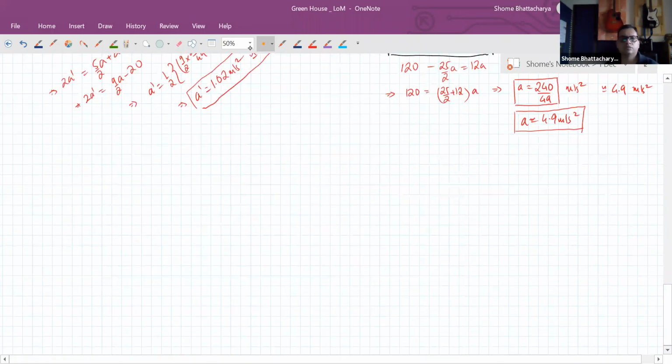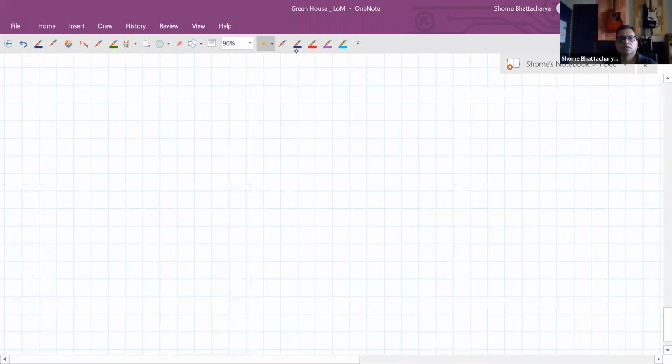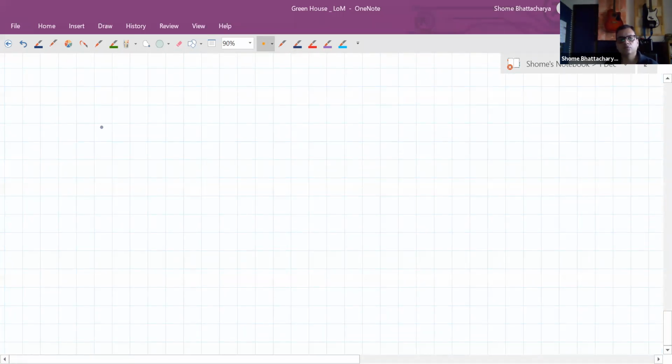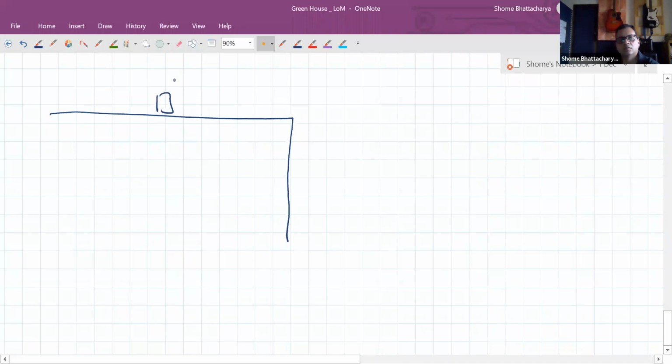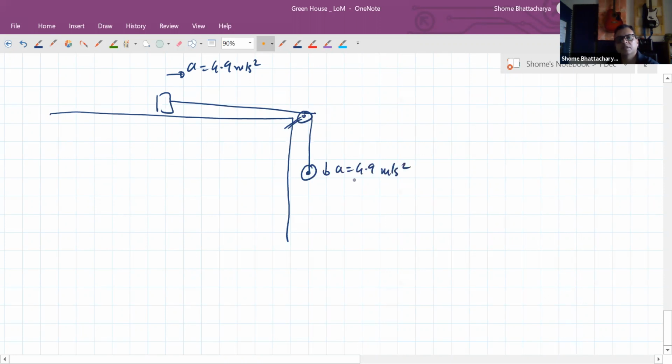Okay, so now the very important thing to understand next is that in ground frame, this block, the one on top of the table, the block A, is obviously moving with the acceleration A, which we have already found out. It's about 4.9 meters per second square. Okay. But this other blocks, their situation is different. This pulley is coming down at 4.9 meters per second square.